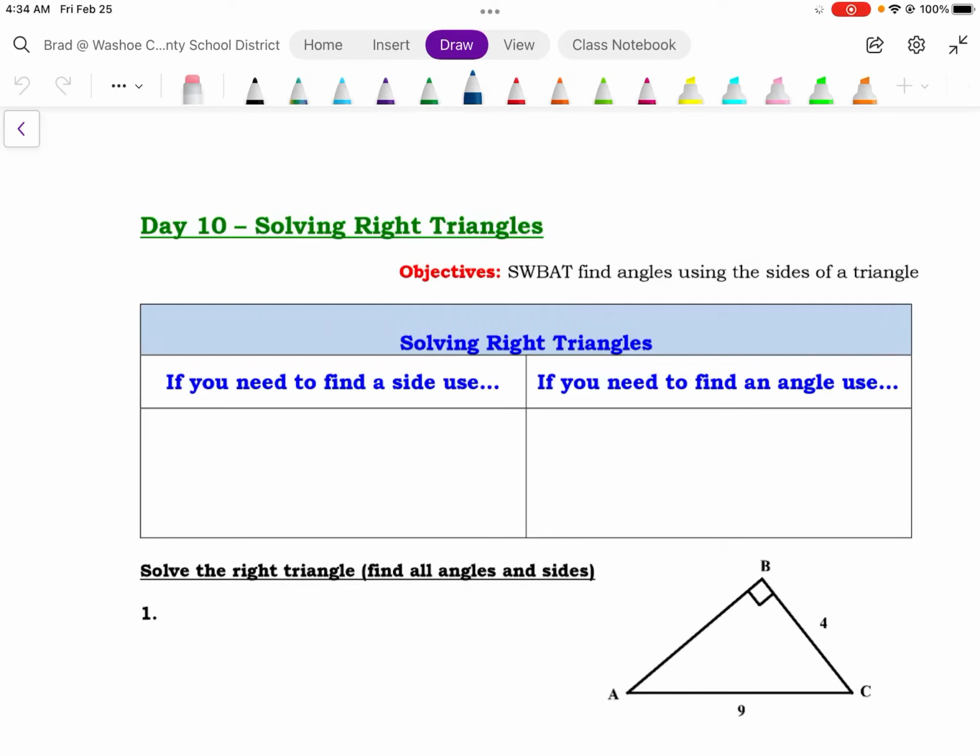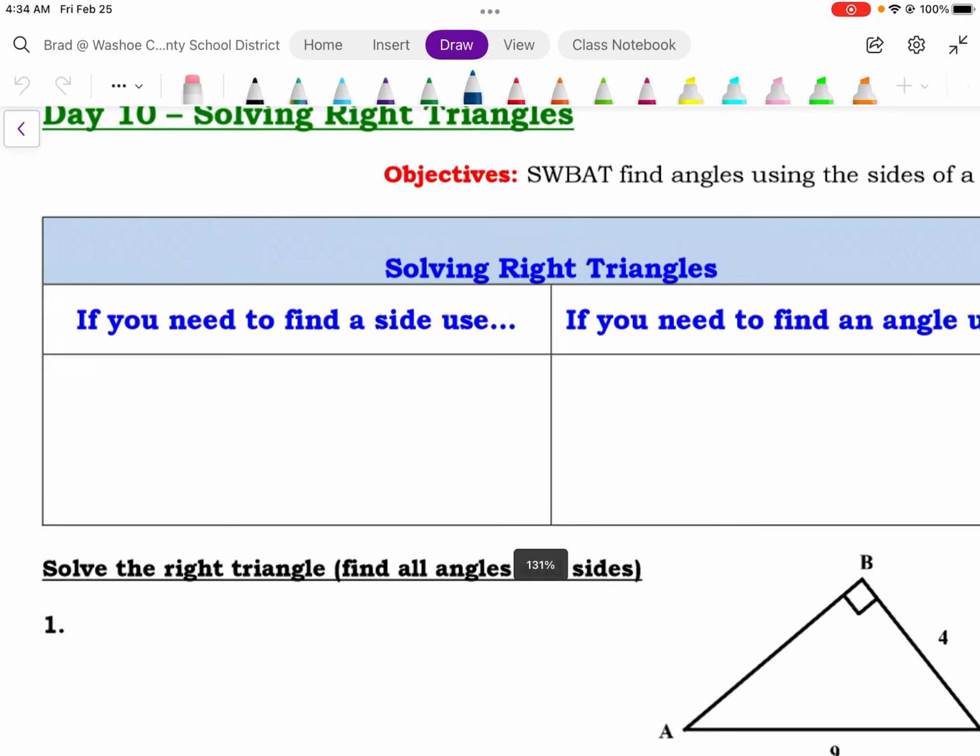Howdy Huskies, we're going to go ahead and do day 10 today, which is solving right triangles. The goal of today is to find all the angles and all the sides of a triangle. So we're going to use this little graphic organizer to get it started.